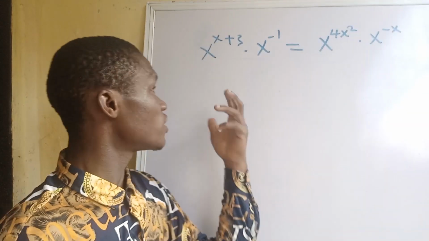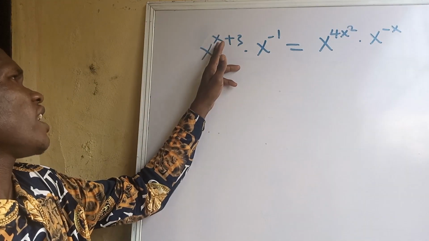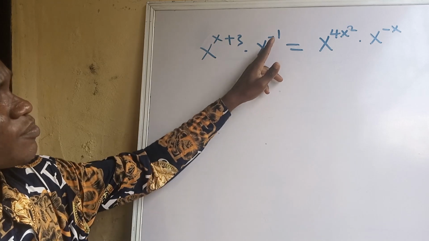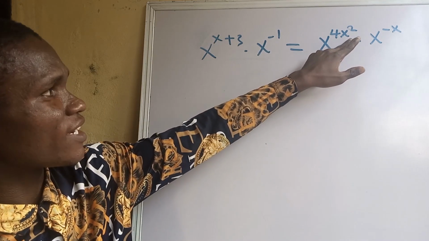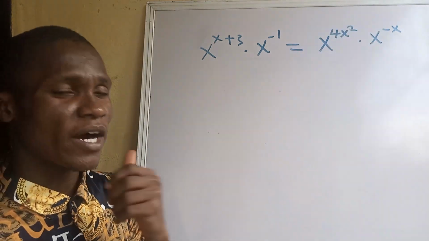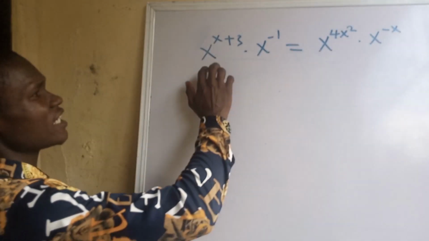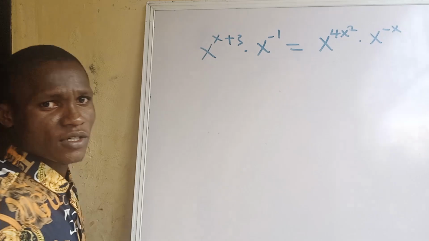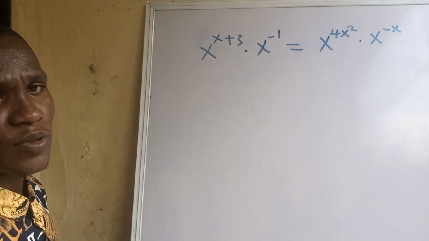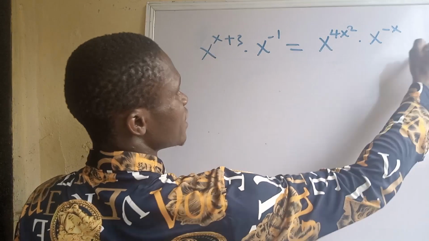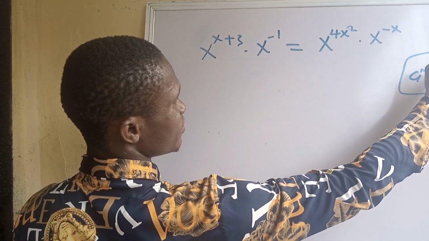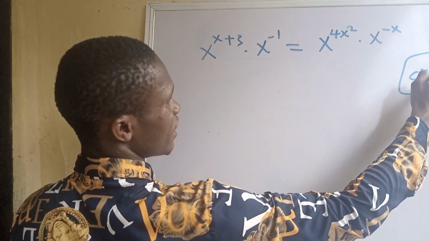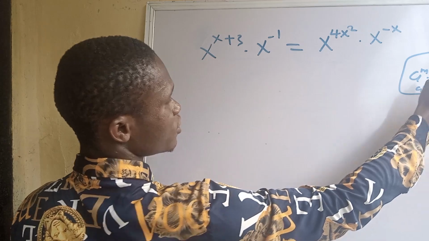Okay, since our new equation is now this, we are having x to the power of x plus 3 times x to the power of minus 1 equals x to the power of 4x squared times x to the power of minus x. So we can see that the bases are the same. We can simply apply the principle of indices of the same base: a to the m times a to the n is equal to a to the m plus n.